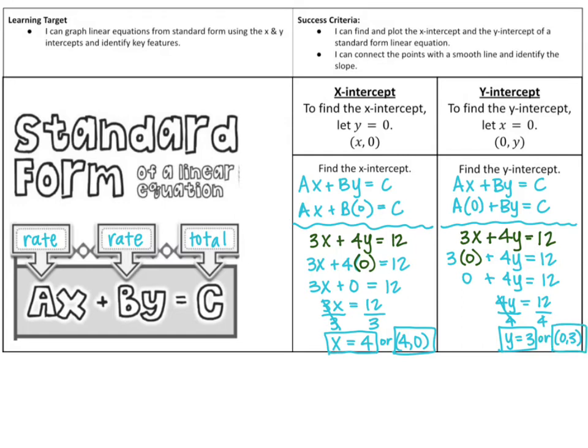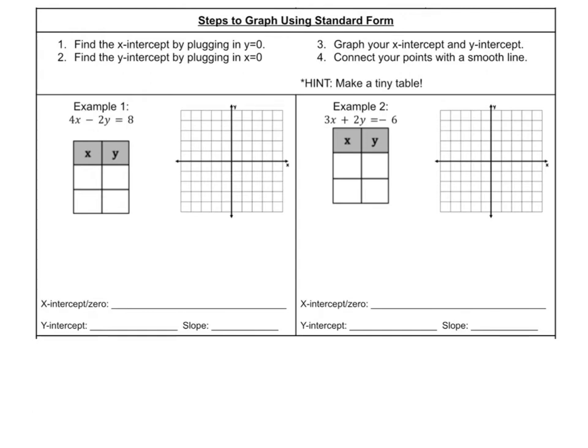Right? That's a quick and easy way. This is going to help you find key features, the x-intercept and the y-intercept from standard form. Once we have those 2 points, we can graph them. I know my x-intercept, I know my y-intercept. As long as I have 2 points, I can graph my line, and from there I could find the slope or anything else about the line. So let's try some practice problems.